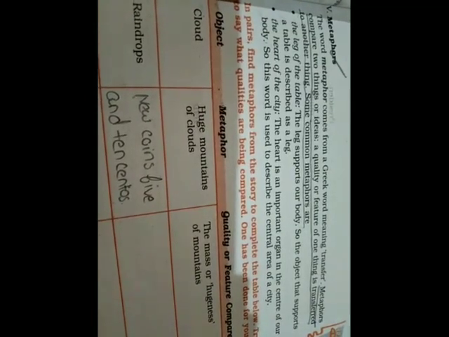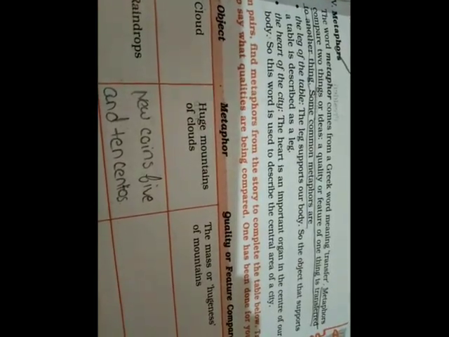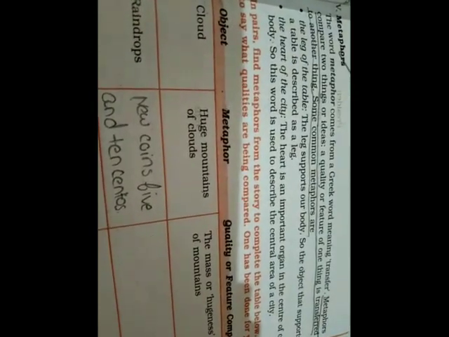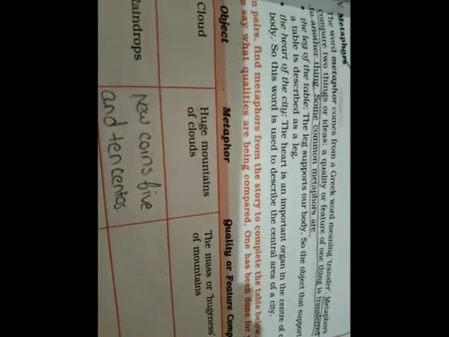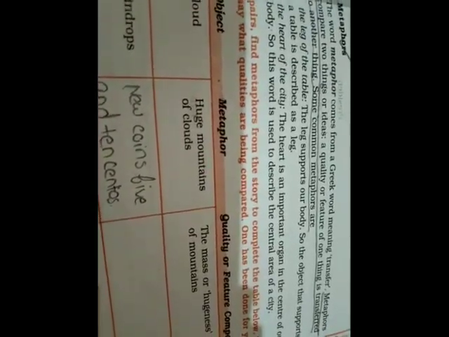With the help of examples only, you will be able to understand. The leg of the table. Basically, we do not have legs of the table. Leg is a part of the human body, right? The leg supports our body. So this feature we have transferred to the table, the leg of the table. The part which is supporting the table, we are calling it a leg. So the leg is a metaphor. The object that supports a table is described as a leg.